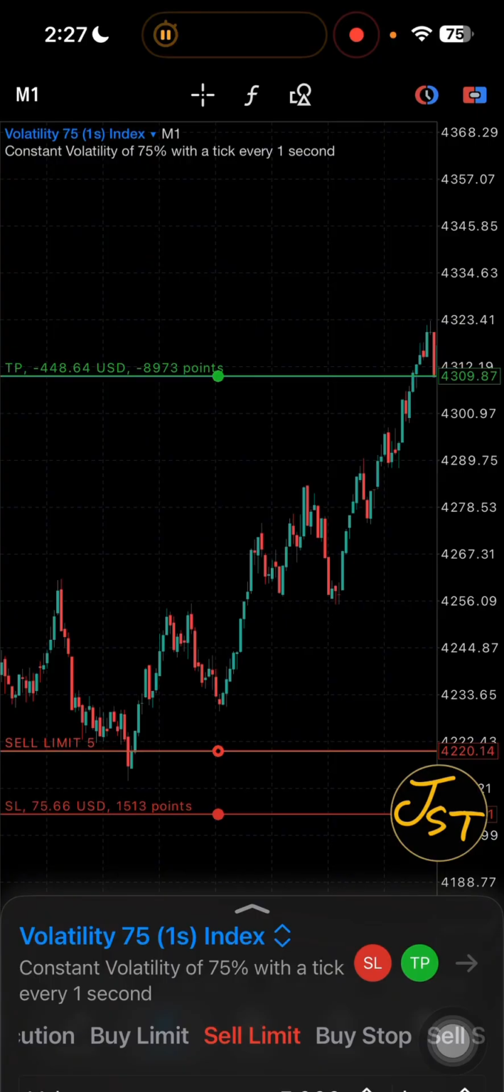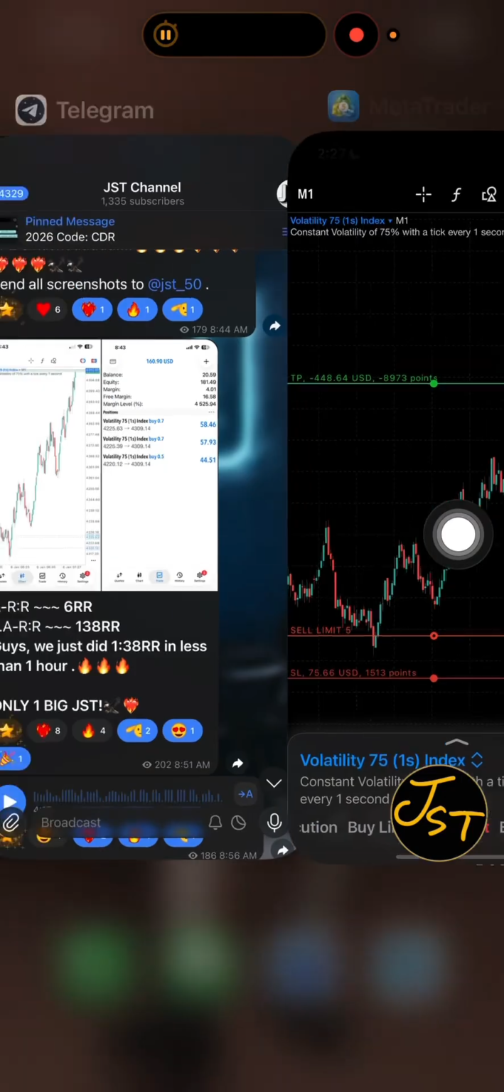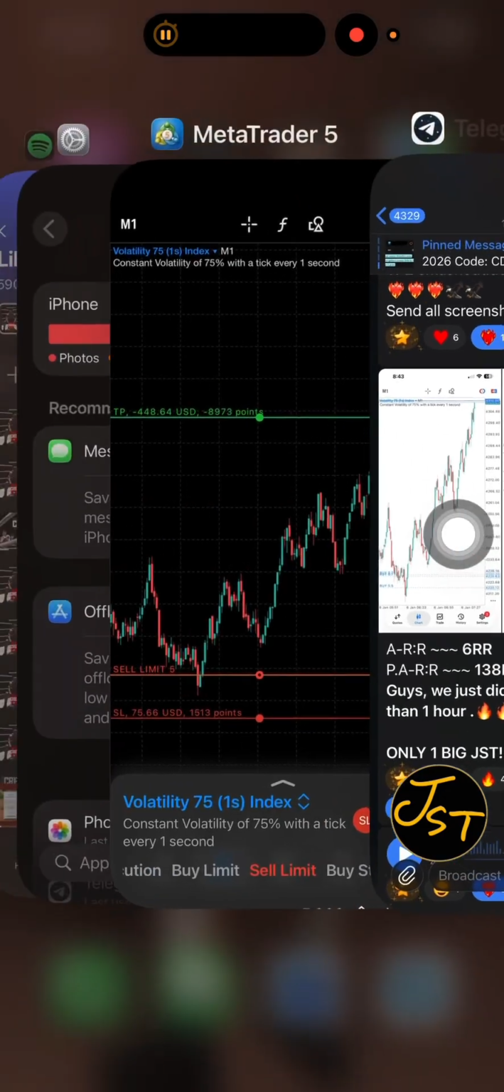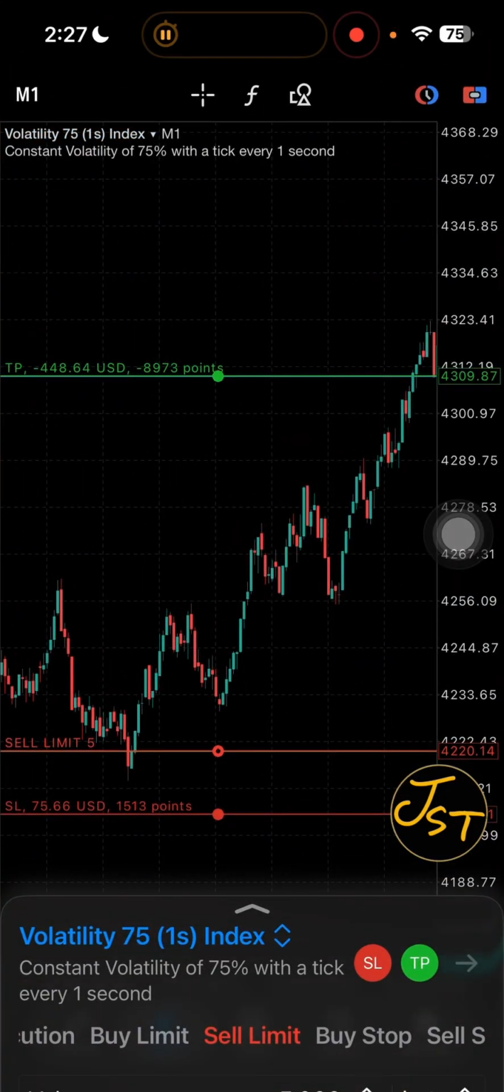Now if you want to know your risk to reward ratio for this trade, you just do 8,973 points divided by 1,513 points, and by the time you divide, this will be a 1:6 risk to reward ratio. All right, so we did a 1:6 risk to reward ratio.